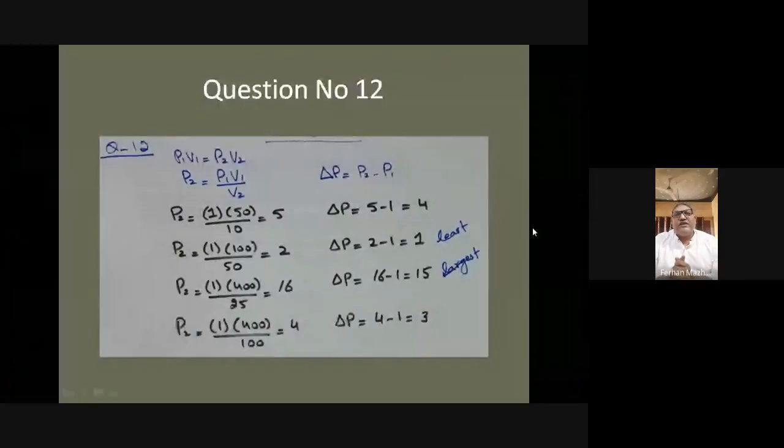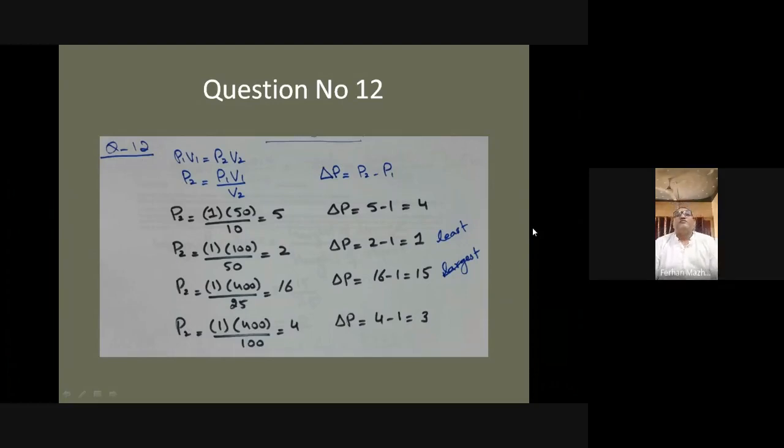So on your screen, this is showing my working: P1 V1 equals P2 V2, because you have not let the temperature change, because you compressed it very slowly. That's why I know that the temperature will not change. P1 V1 equals P2 V2, so P2 equals P1 V1 by V2.